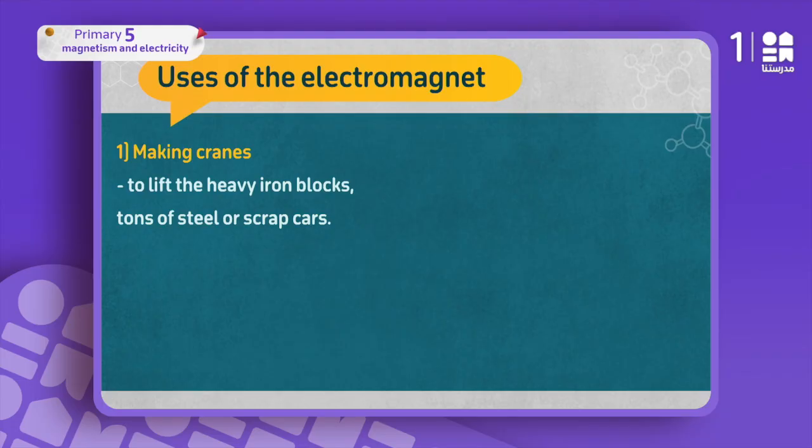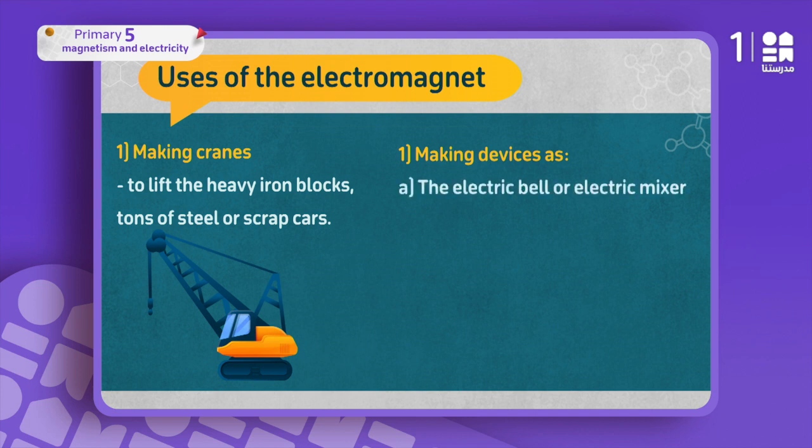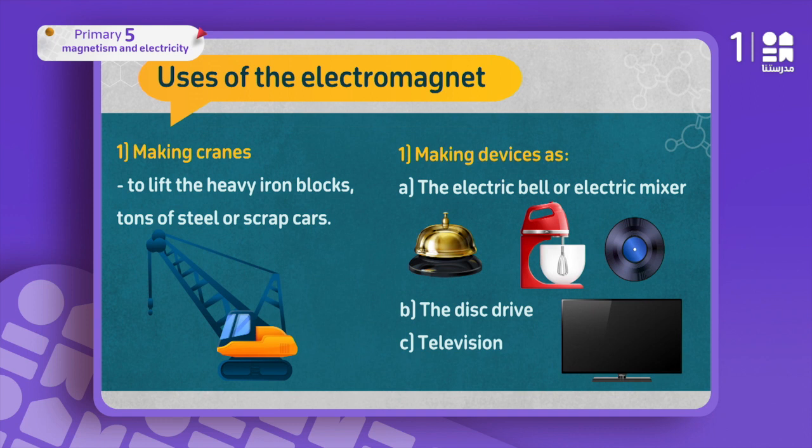Uses of the electromagnet. What are the uses of the electromagnet? Our example is in making cranes. In cranes we use it to lift the heavy iron blocks from one place to another. What else? Also, we use the electromagnet in making devices such as the electric bell or electric mixer, and also in making the disk drive and television. So the electromagnet is used in several things, as we saw. So we have talked about the electromagnet.